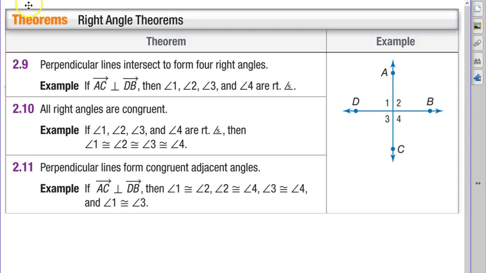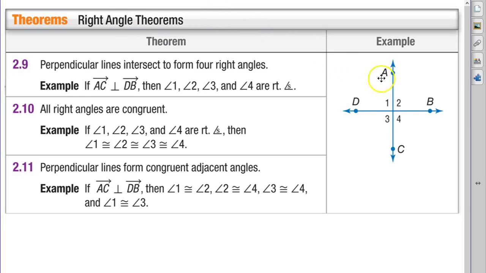And then the last theorems are the right angle theorems. And these are, for the most part, I don't want to say common sense, but hopefully they make sense that way and you can just go, yeah, I take it, they're true. So the first thing is this: if you're perpendicular, you intersect to form 4 right angles. Now you might say to yourself, why do you need to say 4?